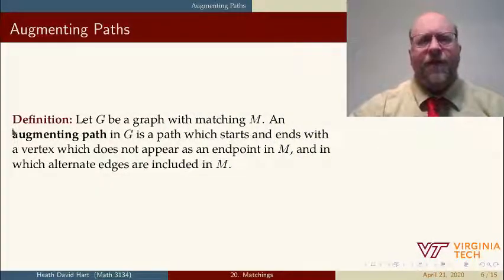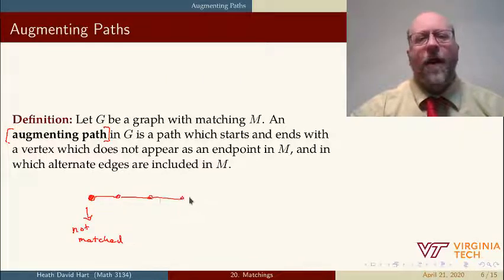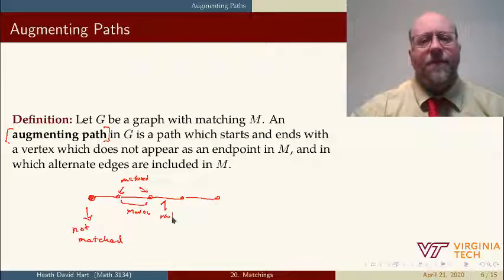So let's look at another definition. Say that we have a matching. An augmenting path is a path that starts with a vertex that's not matched, and then the path goes through and alternates edges. This edge is in the match, and so these 2 vertices are matched. And then this edge is not in the match, but this edge is in the match.